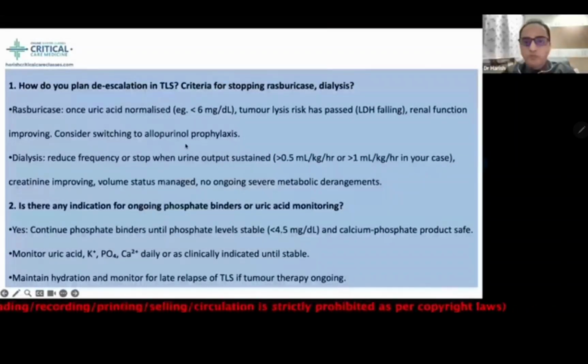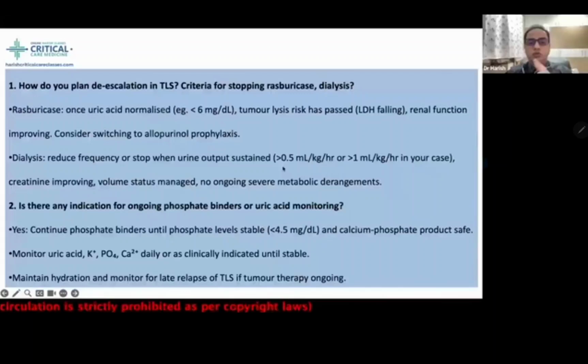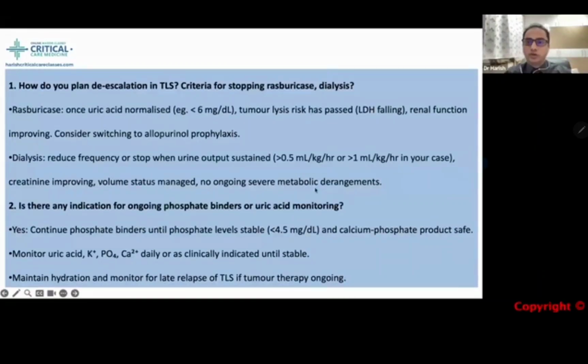switching from rasburicase to allopurinol prophylaxis. For dialysis, reduce the frequency or stop when urine output is sustained and is more than 0.5 ml per kg per hour, or more than 1 ml per kg per hour in this patient. Okay. So creatinine is downtrending, volume status is managed, there is no hypervolemia and no ongoing severe metabolic derangement. Then we can stop or de-escalate the dialysis.